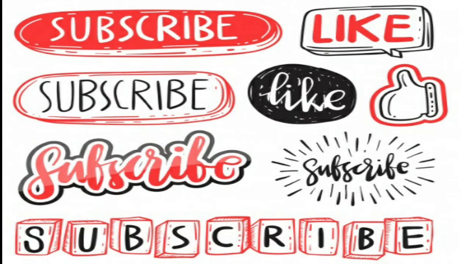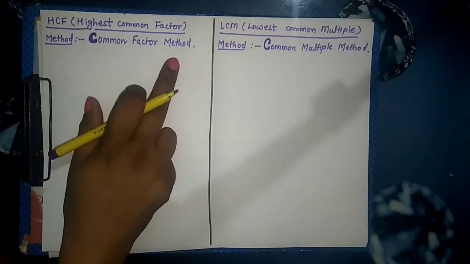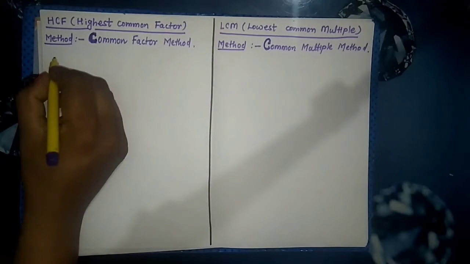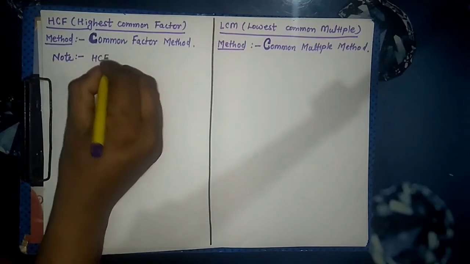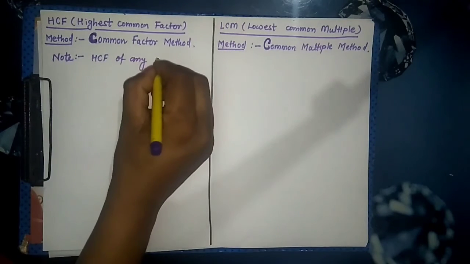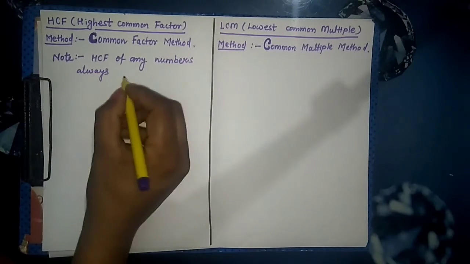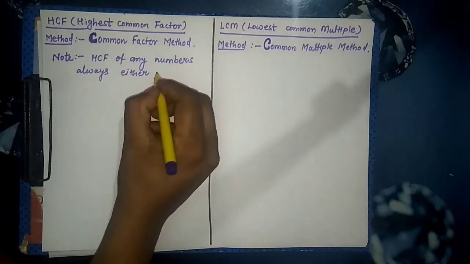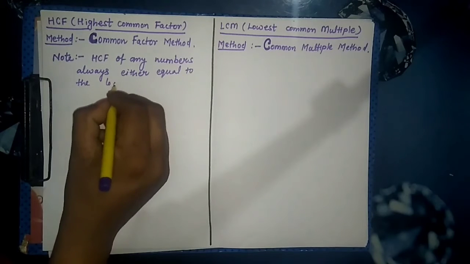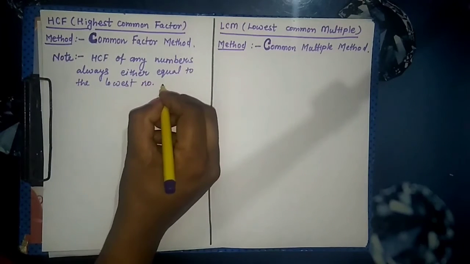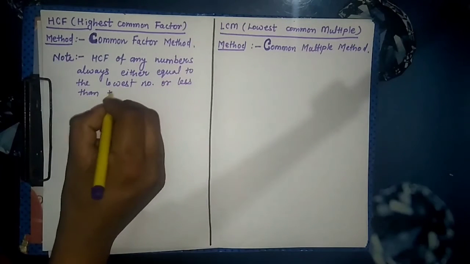Let's start. HCF. HCF means highest common factor, and the method we are applying here is the common factor method. Before starting, I am writing a helping note. I am writing this helping note because it is always better to know the range of your answer in advance so that you can be sure you are working on the correct path. With the help of this point, you can check the HCF of 2 or 3 or more numbers in advance. Let's see what the point is.